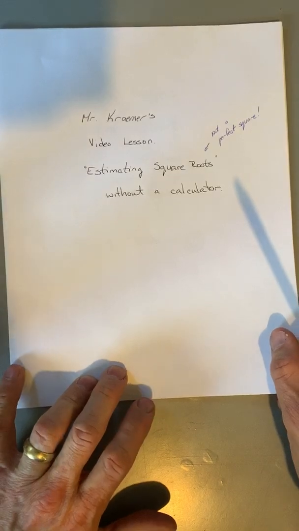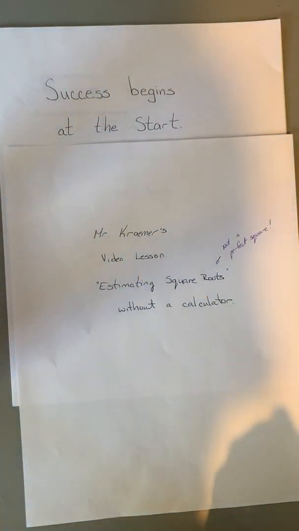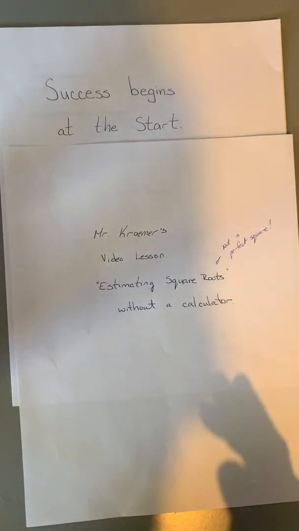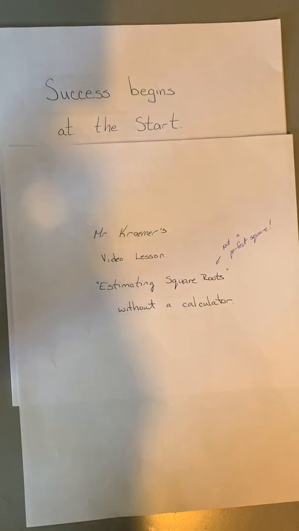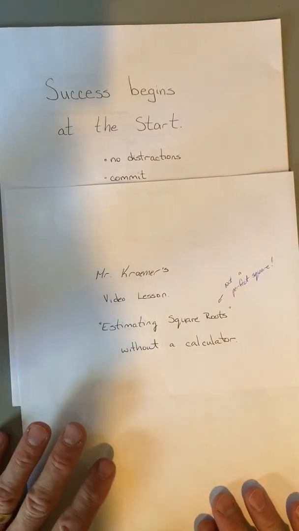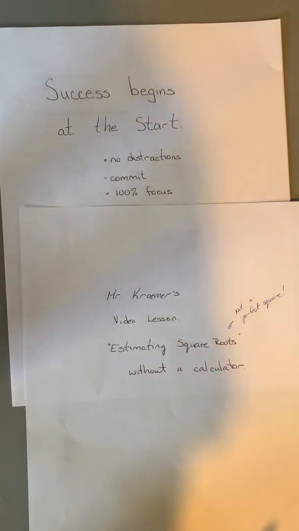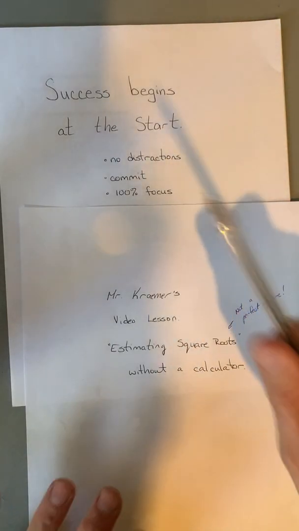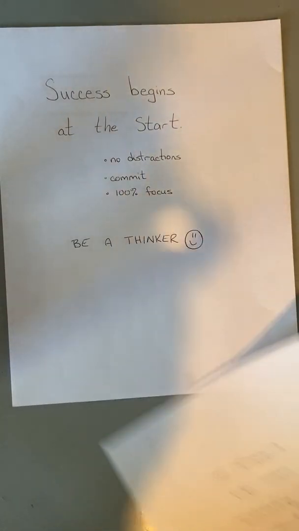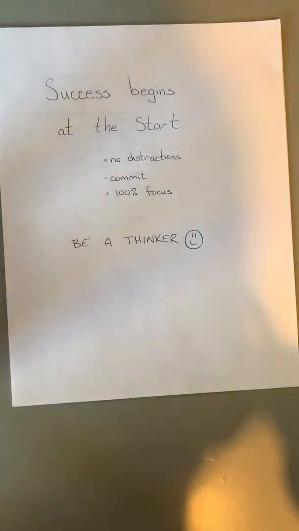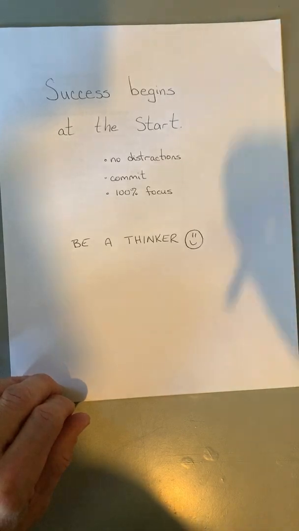So, before we get started, remember, success begins at the start. Everything we do to get ourselves ready for success, right in the beginning, is super critical. So make sure you've got no distractions. Make sure you commit. Say, hey, I'm going to focus on this and only this for like 10 minutes. 100% focus. Don't be thinking about something else. Just put it aside for a while. And what's going to happen, you will be a thinker. And if you're a thinker in this world, you're going to be amazing. So let's keep on going.